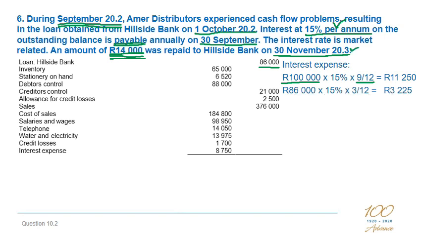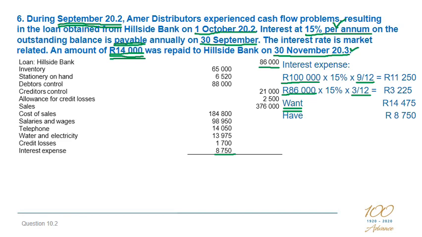Then it changed over to 86,000 at the interest rate again, but now only for 3 months, from the 30th of November until 28th February 20.4. So this will give me the interest expense that I want according to the accrual concept. I want the interest expense to be 14,475. But in my pre-adjustment trial balance, my interest expense only added up to 8,750.